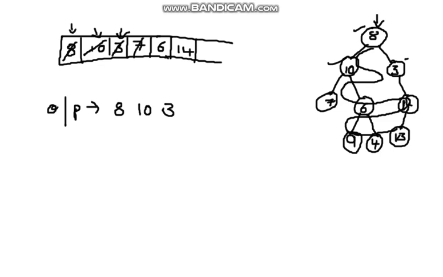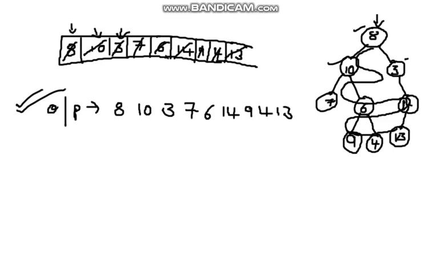Then we will pop 7 and push its neighbors. 7 has no neighbors, so we will push nothing. Then we will pop 6 and push its neighbors, that is 9 and 4. Then we will pop 14 and push its neighbor 13 inside the queue. Then we will pop 9. 9 has no neighbor, so it is simply popped. 4 has no neighbor. Then we'll pop 13. 13 has no neighbors. So this is the output of the BFS traversal on this particular tree, right?